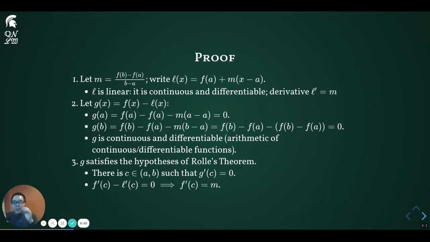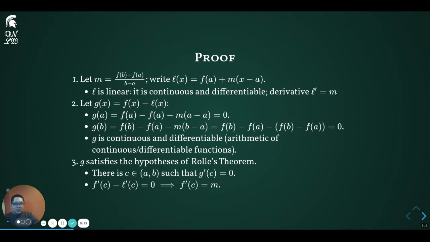So, if we set the function g to be the difference between f and L, we will find that g of a and g of b both vanish. And since f and L are both continuous on the closed interval [a, b] and differentiable on the open interval (a, b), so is the function g. This means that g satisfies the assumptions of Rolle's theorem.